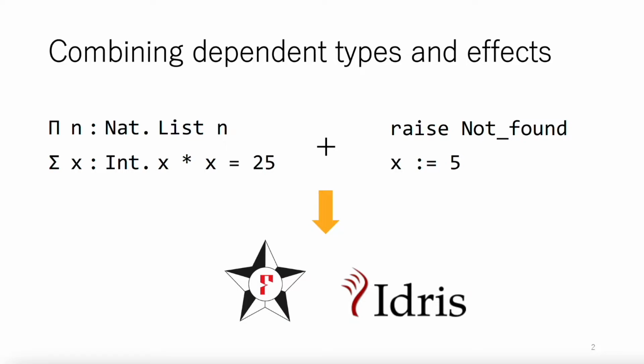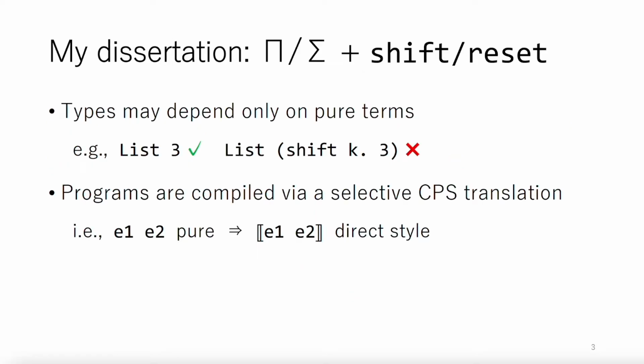There are several languages that allow us to do both of these. Two notable examples are F* and Iris. In these languages, we can use primitive effects and define custom effects in a dependently typed setting. As an approach to integrating effects into dependently typed languages, I designed in my dissertation a dependent type system for the delimited control operators shift and reset.